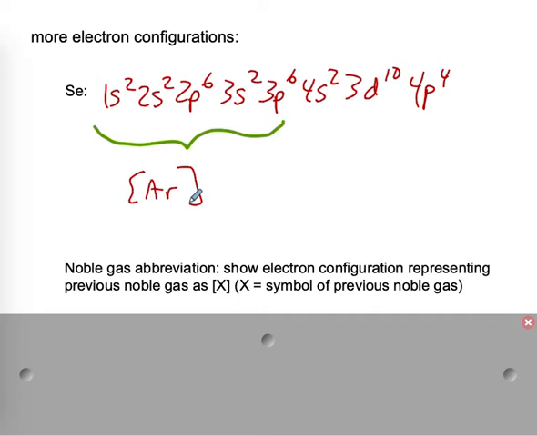You can only do this with noble gases, by the way. To complete the configuration, I'll list the sublevels that are filled after that. So the correct configuration for selenium would be argon, 4s2, 3d10, 4p4. And as far as I'm concerned, you can always use the noble gas abbreviation.